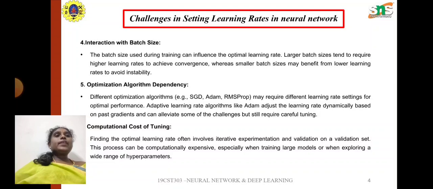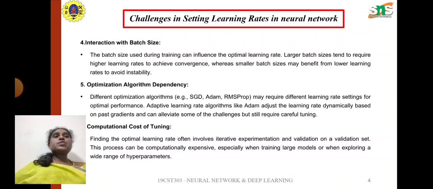The automated techniques address the basic challenges in setting the learning rate in deep learning neural networks, such as interactions with batch size, optimization algorithm dependency, and computation cost of tuning. The learning rate finder: using this technique, it automatically determines an optimal learning rate based on the loss dynamics during short training runs. Plot the loss against different learning rates and select the point where the loss decreases most rapidly.